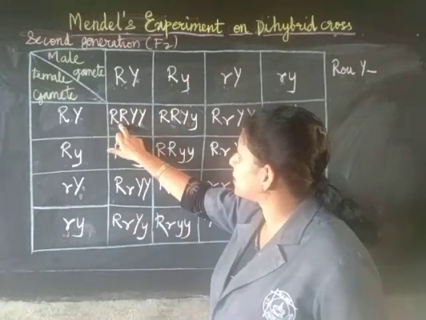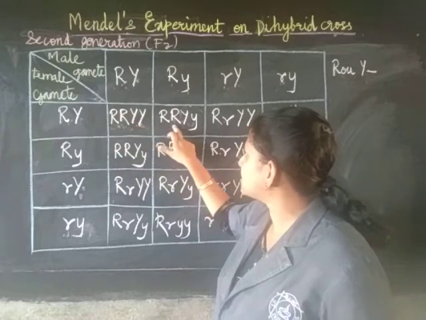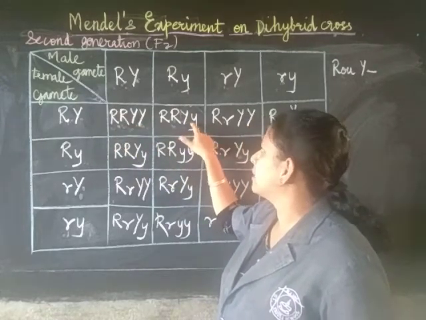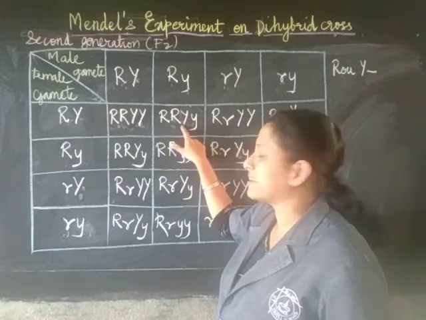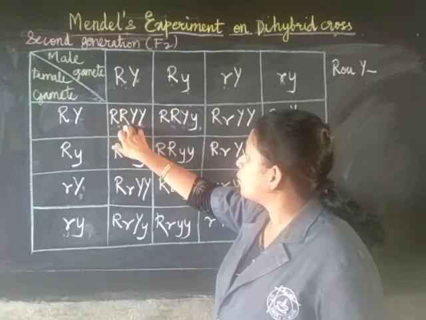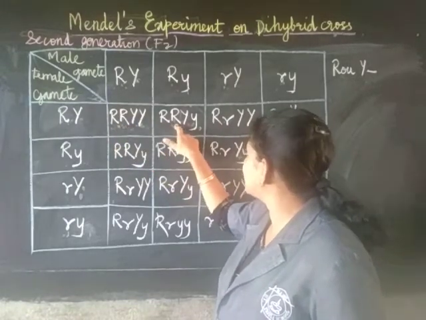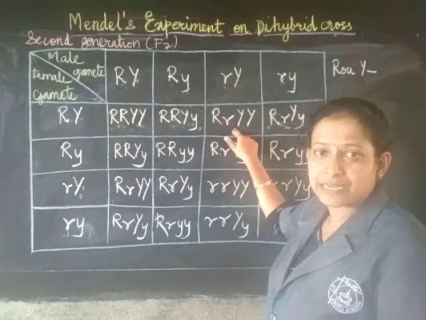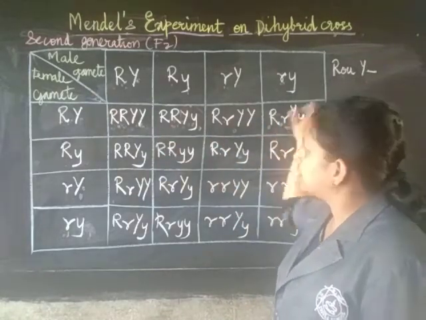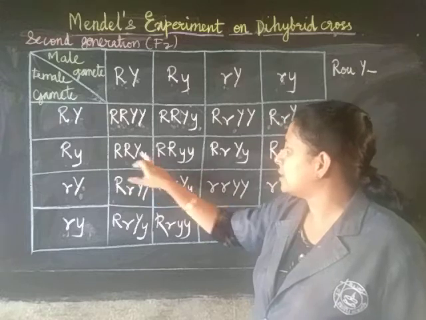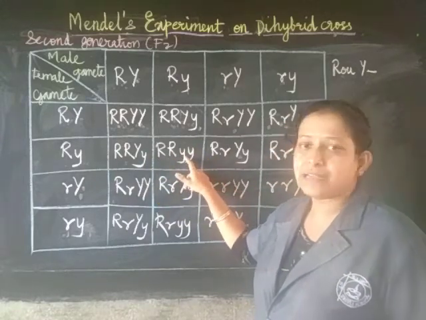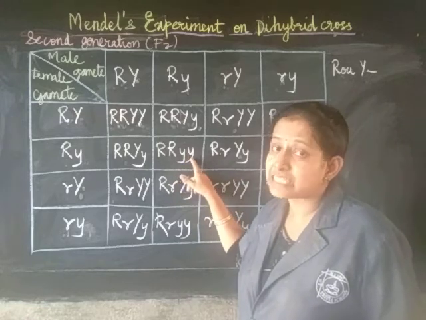So this is round and yellow. Okay, one. This is also round and yellow. Though it is heterogeneous, still the dominant character Y is there. Therefore, it will be yellow and not green. So this is one rounded and yellow, two rounded and yellow. This is also rounded and yellow. This is also rounded and yellow. So 1, 2, 3, 4. This is also rounded and yellow. This is not rounded and yellow because both the genes are small letters. So that means this will be green.